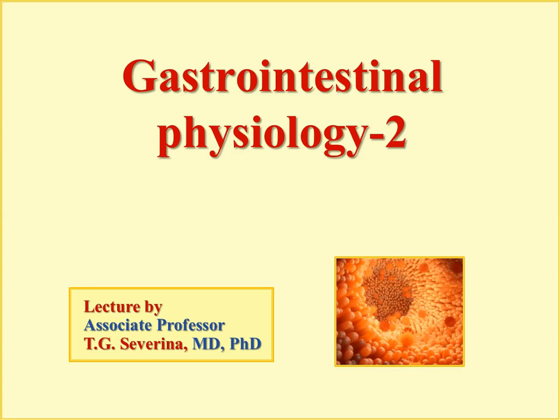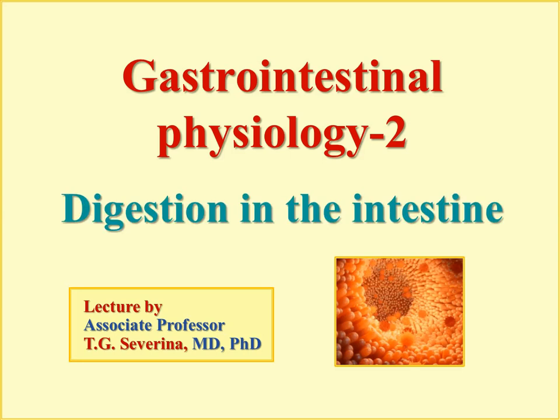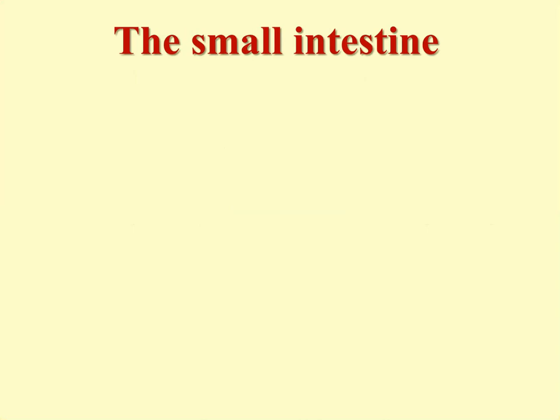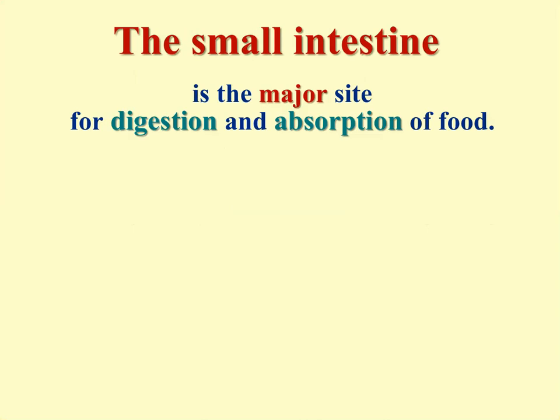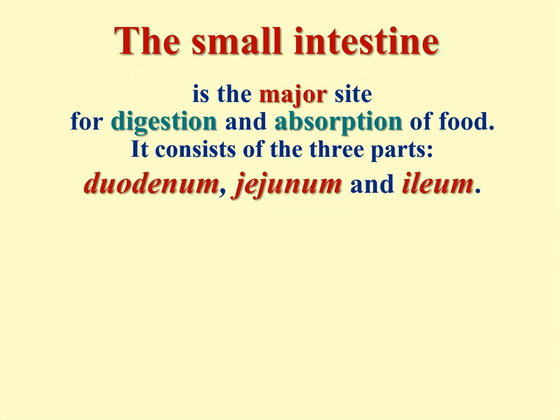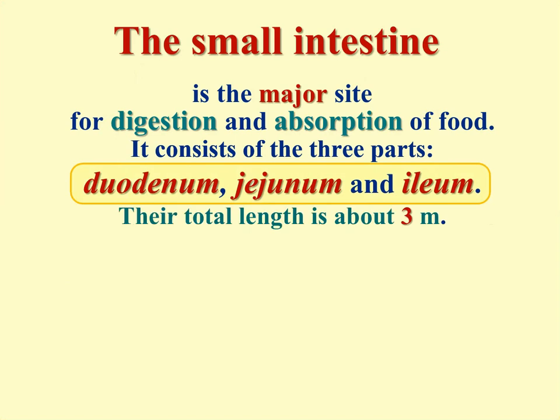With this lecture, we continue to consider gastrointestinal physiology, and now we come to digestion in the intestine. The small intestine is a major site for digestion and absorption of food substances. It consists of three parts, as you remember from anatomy: duodenum, jejunum, and ileum. Total length of the small intestine is about 3 meters.